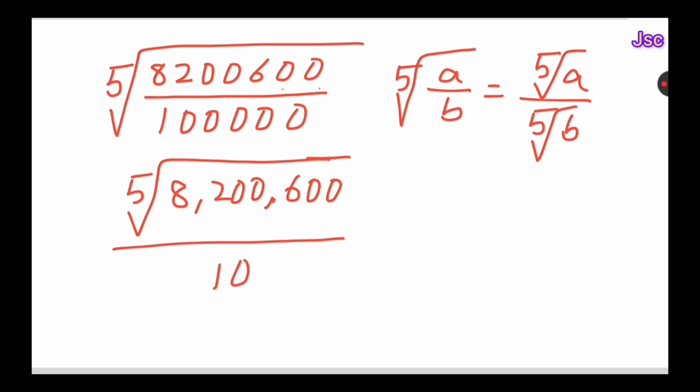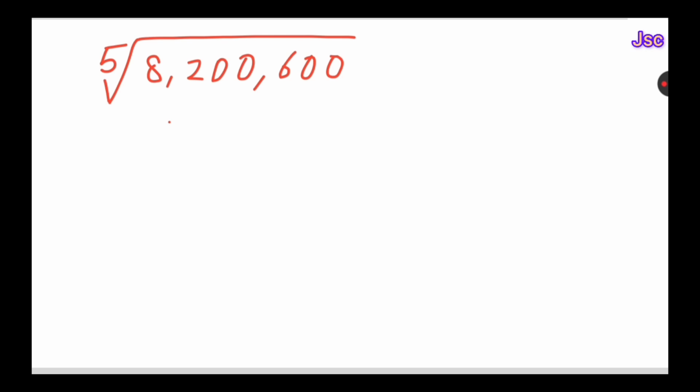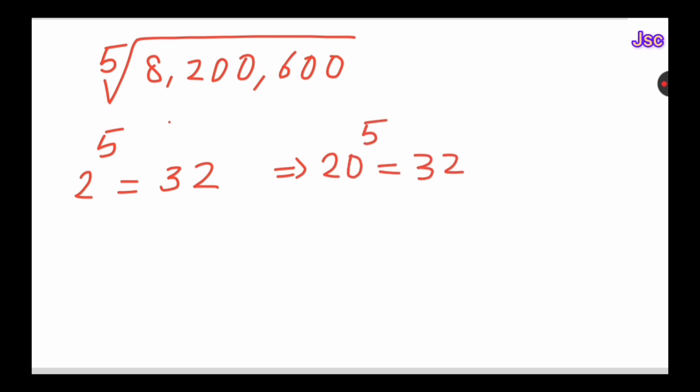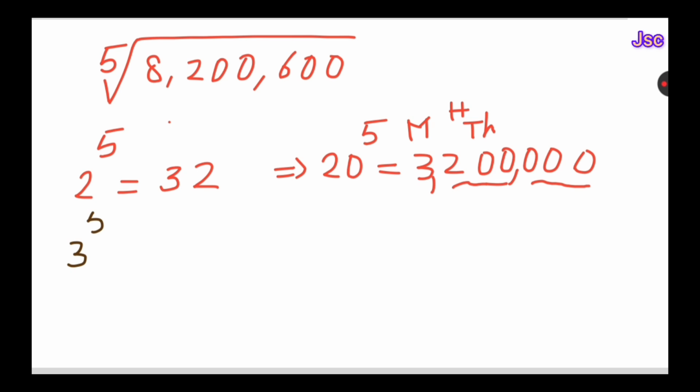Now our goal is to find the fifth root of 8,200,600. Let's see how. For that, let's take 2 raised to the power of 5. What is the value of 2 to the power of 5? It is 32. If you take 20 raised to the power of 5, that means 32, and we need to add 5 zeros, isn't it? 1, 2, 3, 4, 5. That means 20 to the power of 5 is 3,200,000.